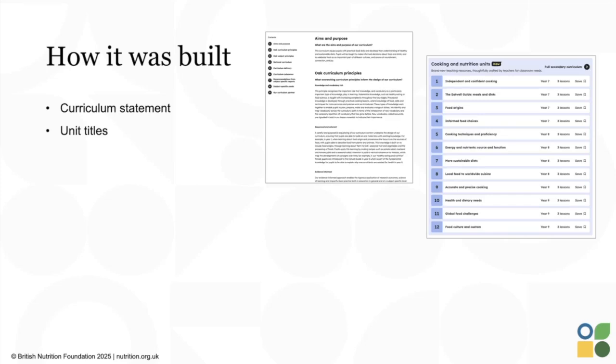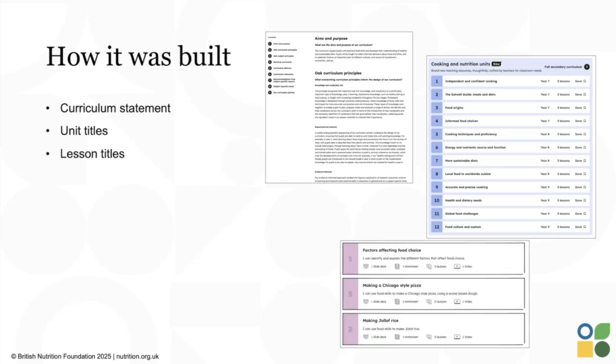Then we came up with the different unit titles, which were the next step. So what are these big, bold things that we're going to do? And even with the unit titles, we wanted to make sure that we showed some type of progression running forward. So on the right hand side, you might see Unit 1, where it says independent and confident cooking. If you then go down to Unit 5, it says cooking techniques and proficiency, for example. And then later on, Unit 9, accurate and precise cooking. So just a slight nod to progression running through.